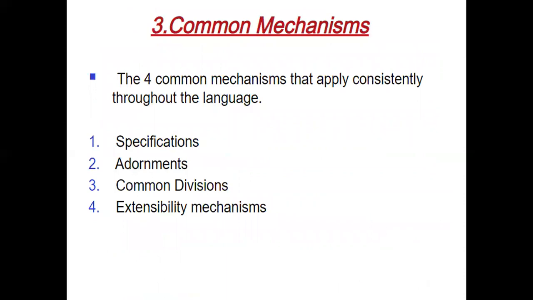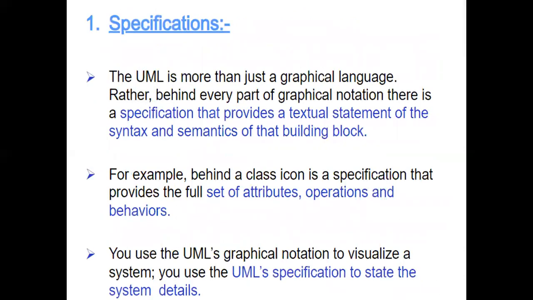Next one, common mechanisms. There are 4 common mechanisms applied throughout the language. First one, specifications. Second one, adornments. Third one, common divisions. Fourth one, extensibility mechanisms. The first one is the specifications used in UML.